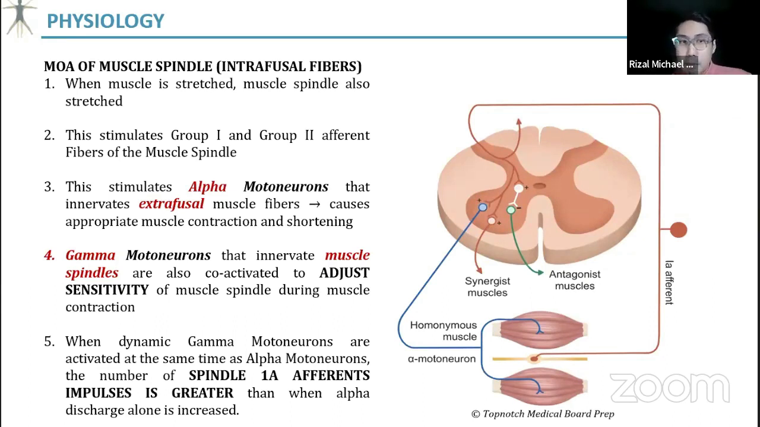gusto mo pagkontrahin. However, kung may gusto ka pagkontrahin, gusto mo may magre-relax, 'di ba? Para hindi magkalabo-labo yung stretch reflex mo, right? So in that scenario, you have to relax the counter muscles or the antagonistic muscles. To relax that, kailangan stimulate ni afferent fiber si inhibitory interneuron para siya yung mag-i-inhibit sa antagonistic muscles. Okay? So the antagonistic muscles are not inhibited directly by the afferent fibers. They're directly inhibited by the interneurons. Okay?